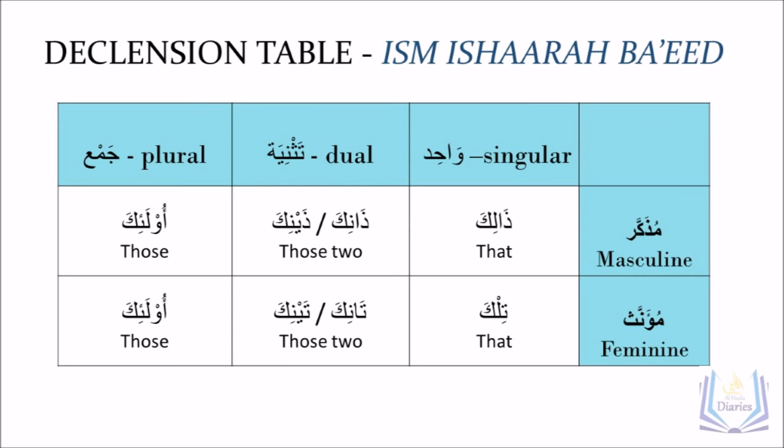So repeat with me. ذلك ذانك ذينك أولئك تلك تانك تينك أولئك. Make it a point to memorize these tables and you will be a pro at pointing out Murakkab Ishaariy.